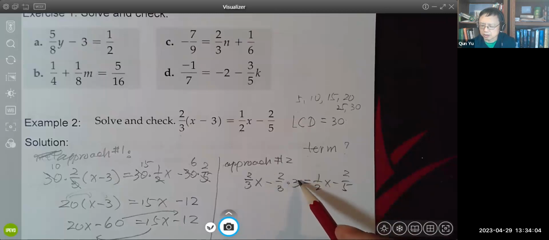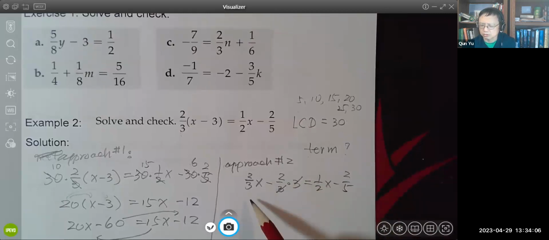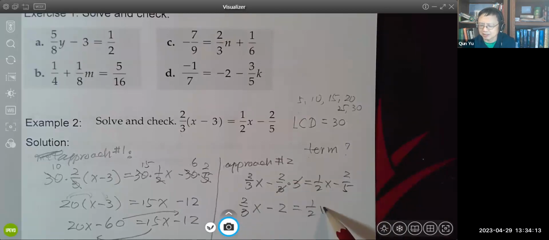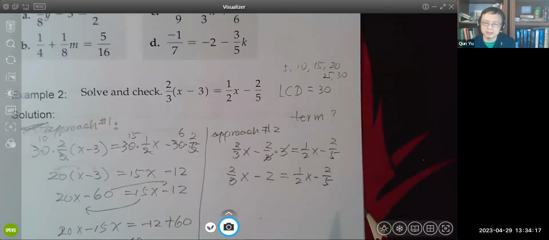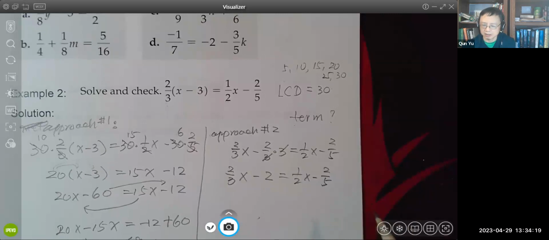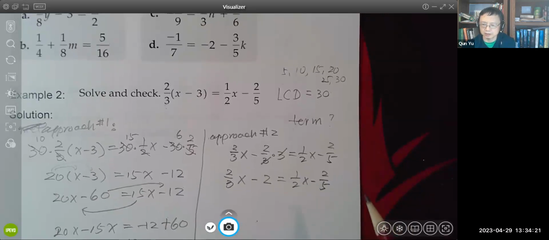Now, apparently these two canceled. We just got 2. So rewrite it just one more step, step by step, right? Minus 2 equals half x minus 2/5. Now we can multiply the LCD by each term to cancel denominators. The LCD remains 30 for sure because we have the exact same 3 numbers here.